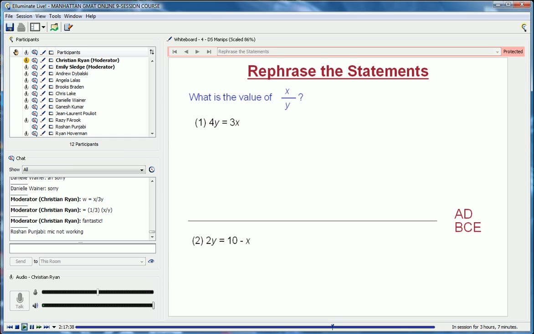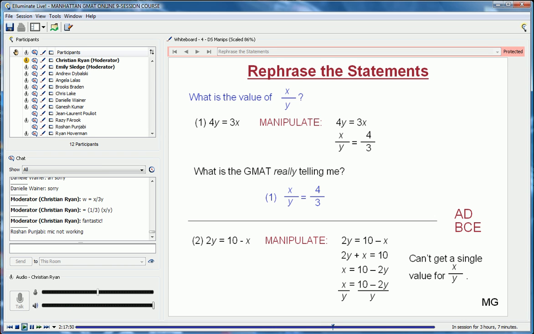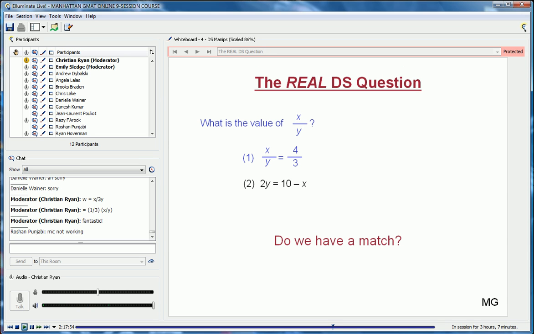And then, once we get it to this stage, we can manipulate. We get x over y equals 4/3. Hey, that matches exactly. The second one doesn't give it to you. So notice we've got a match in the first statement to exactly the combo. If you're asked this question, you should be able to get it to A. But they just disguise it. So again, it's a matter of revealing or penetrating the real disguise.